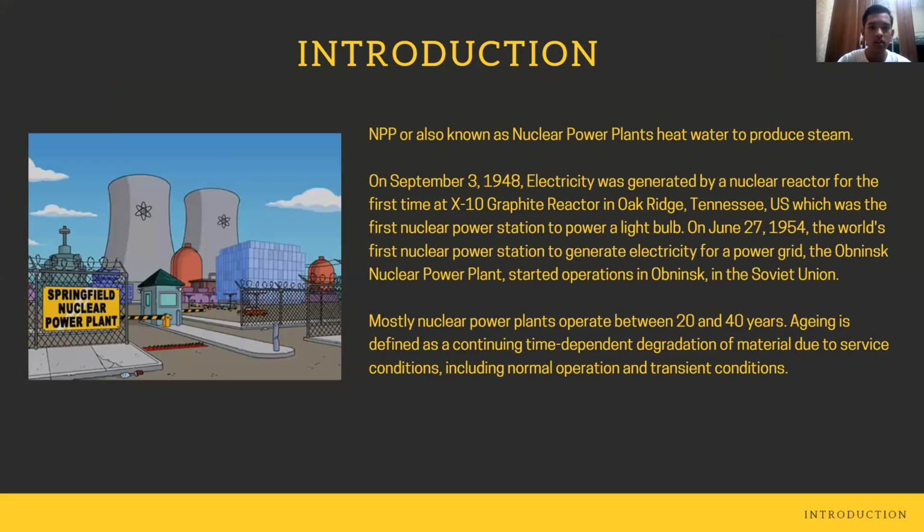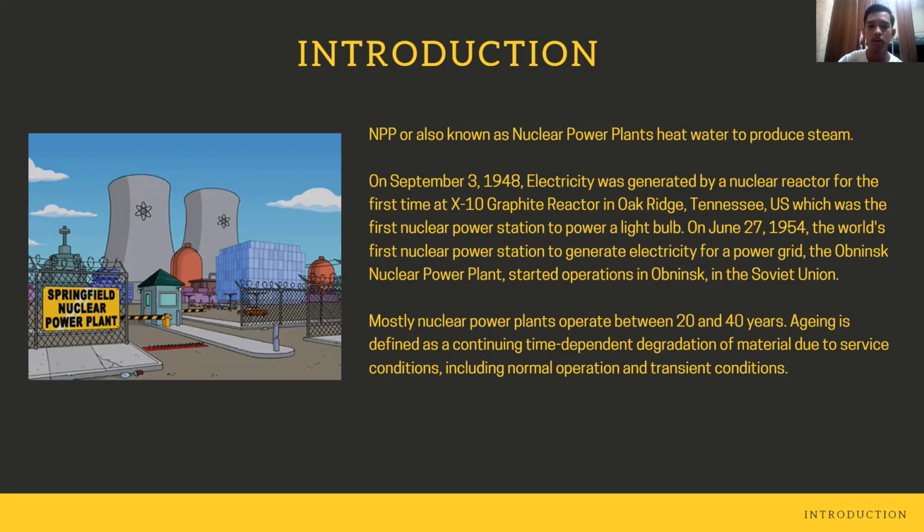So the introduction. NPP, also known as nuclear power plants, heat water to produce steam. On September 3rd, 1948, electricity was generated by a nuclear reactor for the first time at the X-10 graphite reactor in Oak Ridge, Tennessee, US, which was the first nuclear power station to power a light bulb.